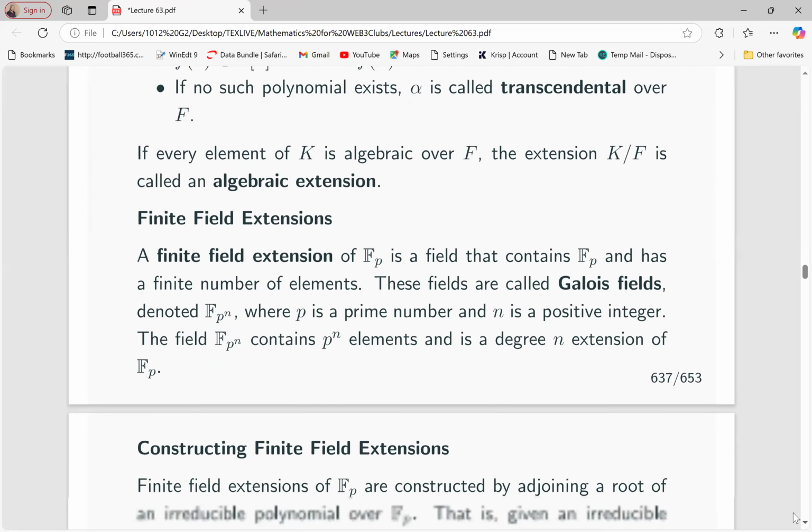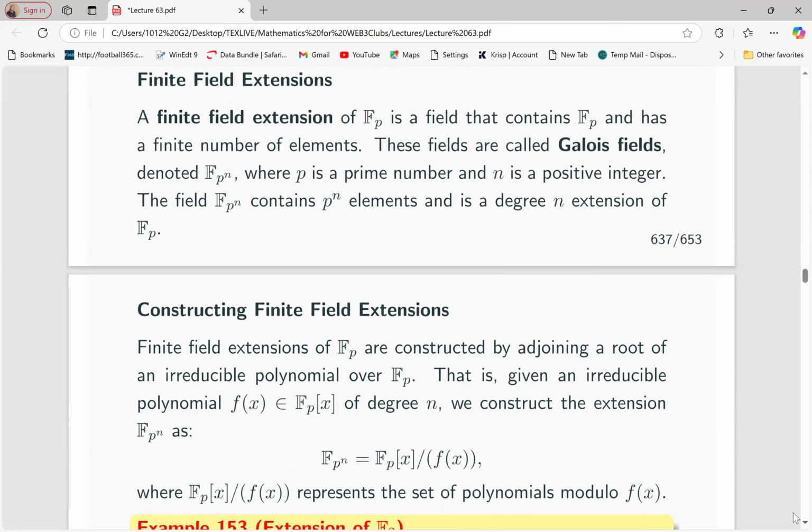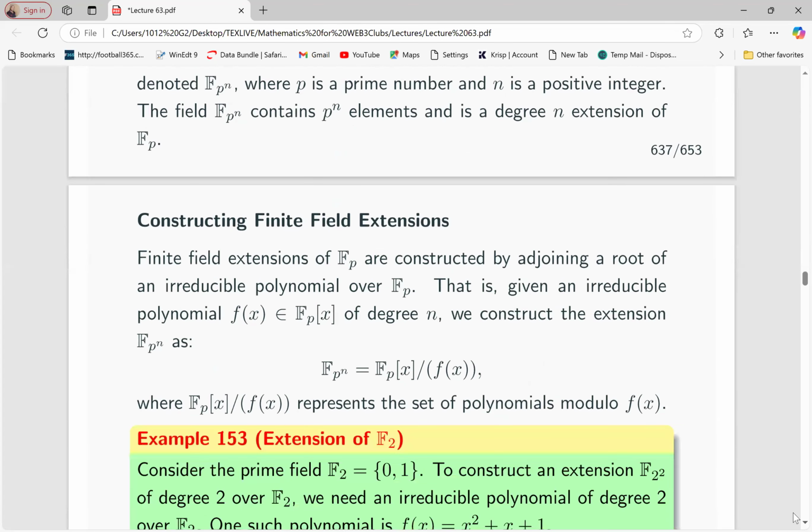Now let's go to how to construct a finite field extension. You've been given a field, and you need to get an extension. How do you get it? That's what is important here, and that's what I want us to look at in a few minutes.